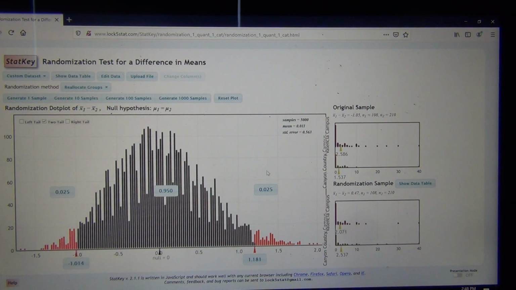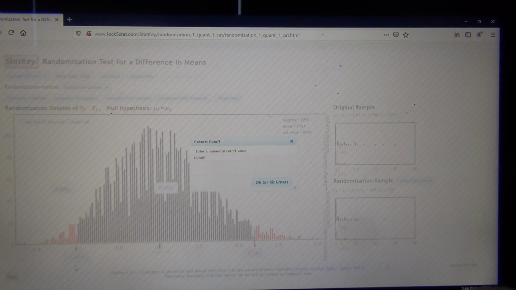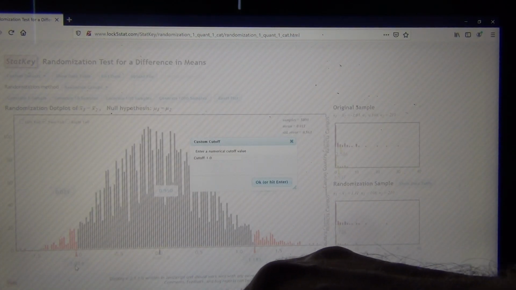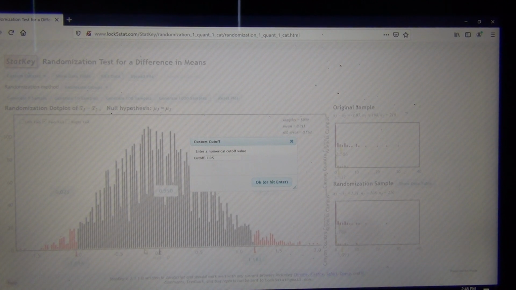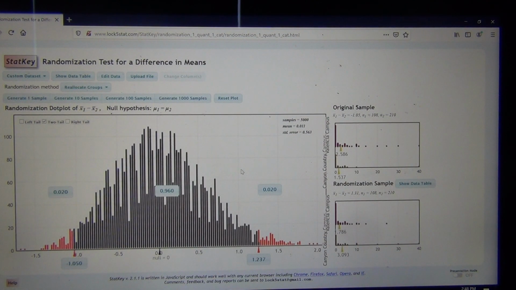All right, so let's do that. My sample data was negative 1.05. I'm going to put it in one of these two boxes down here. Since it's negative, I'm going to put it in the left box, in the left tail. The right tail will automatically adjust. So I'm just going to type in negative 1.05 because that was the sample mean difference. Okay, I did that. And there we go.